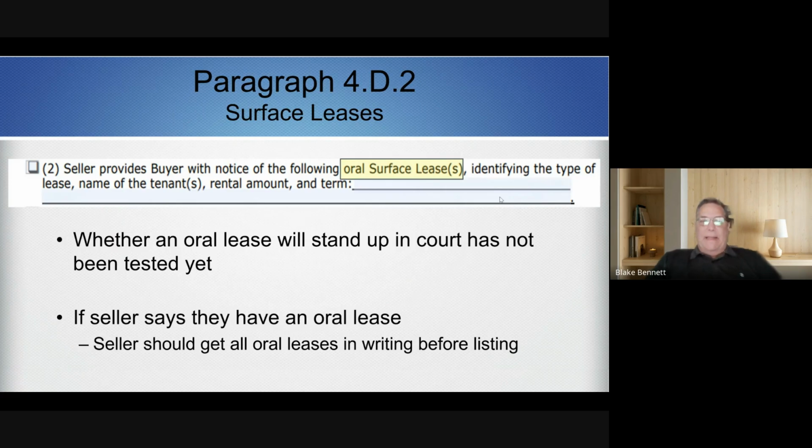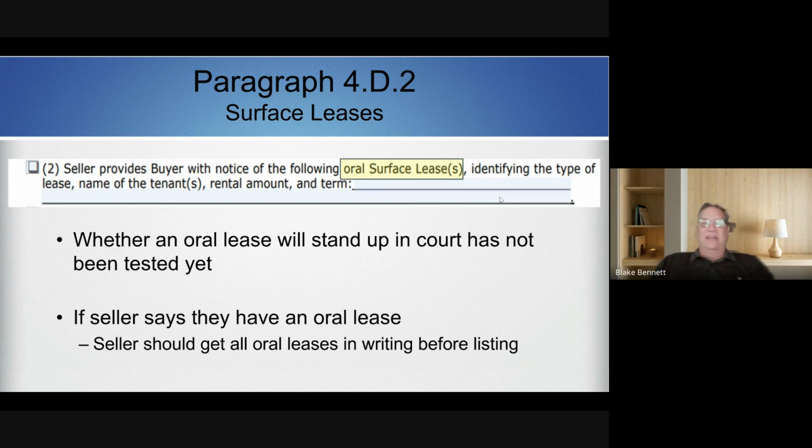Surface leases. Paragraph 4D2. This is one that's a problem with me. It says seller provides buyer with notice of the following oral surface leases. Yes, in the contract, it does mention that there can be oral leases. My suggestion here, ask your seller, are there any oral leases on the property? If there are, get those in writing before you list. Go on and put those in, so that way you don't have to identify an oral lease.